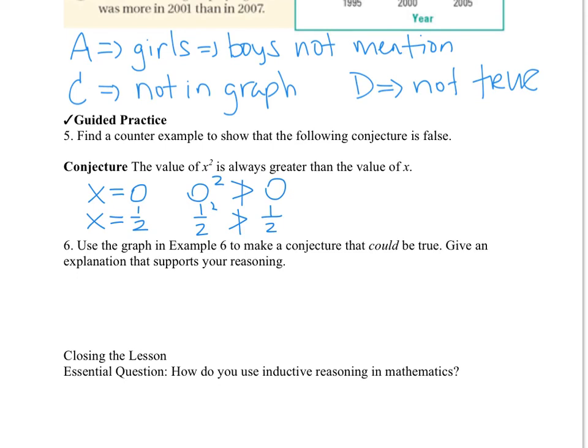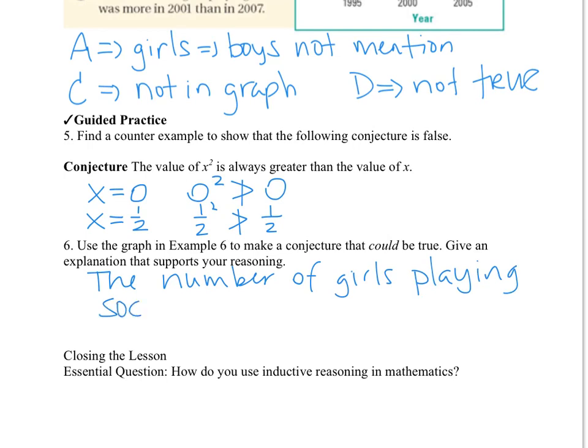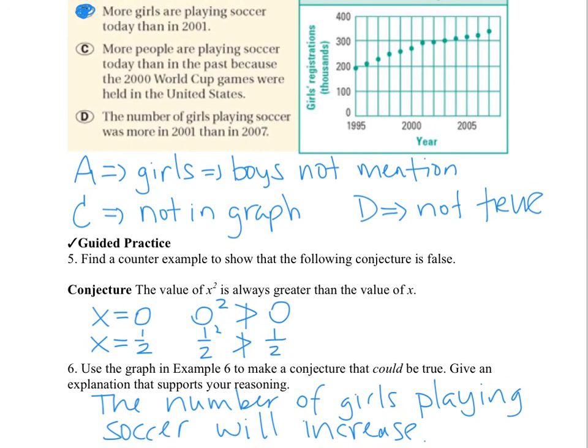Okay, to disprove the conjecture that the value of x squared is always greater than the value of x, think that x could equal 0, x could equal a fraction. It's not saying that it has to be a particular type of number. And looking at the graph in example 6 to make a conjecture that could be true, so we could say that the number of girls playing soccer will increase. And the proof of that is that if you look at the graph, it has increased over the last 10 years.